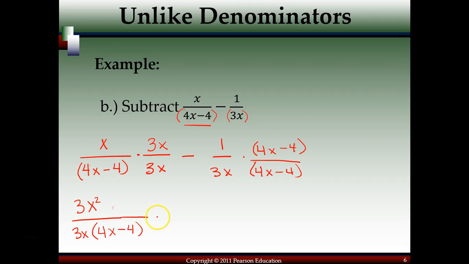And then minus. Now this is going to stay the same, just minus. And then 1 times 4x minus 4 is just 4x minus 4, all over the 3x times 4x minus 4.